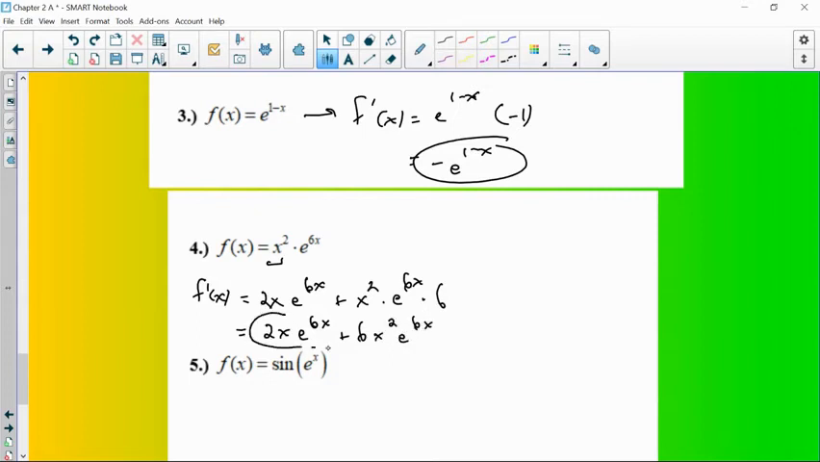Now, if you want to factor out a GCF, feel free to. I notice they both have e to the 6x. They both have an x and a 2 they could divide out, but this doesn't have to happen.